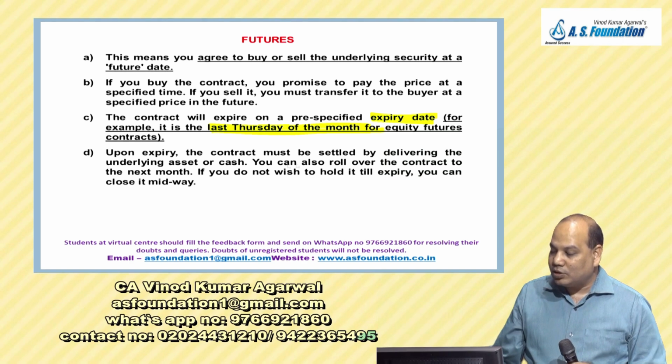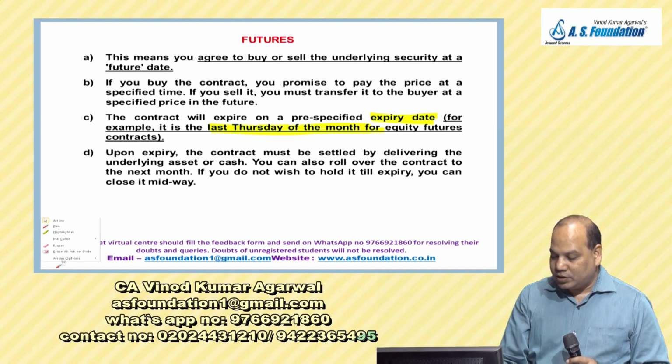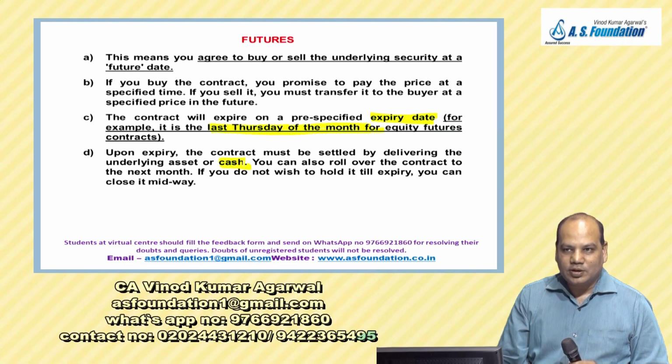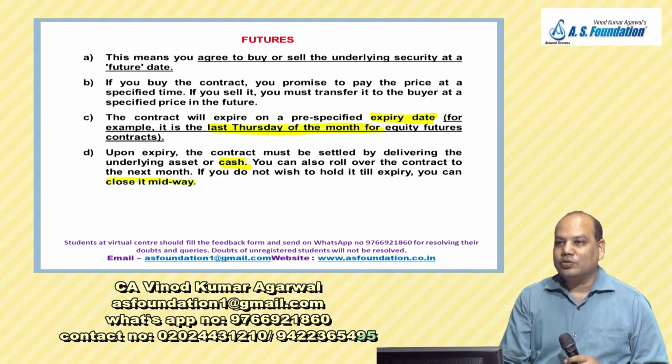Upon expiry, the contract must be settled by delivering the underlying asset or cash. So at present in India, future contracts are settled by cash only. The winner gets the amount in his bank account. The loser pays the amount from his bank account. You can also roll over the contract to the next month. If you do not wish to hold it till expiry, you can close it midway also.